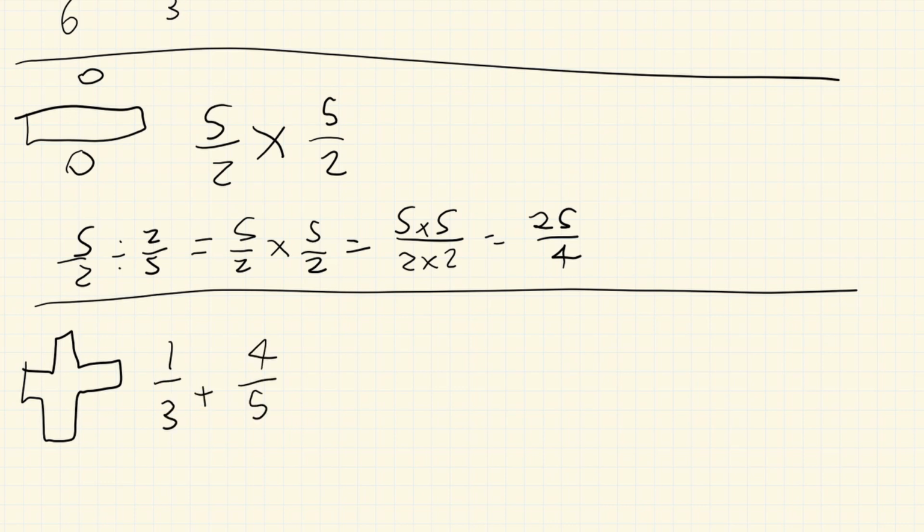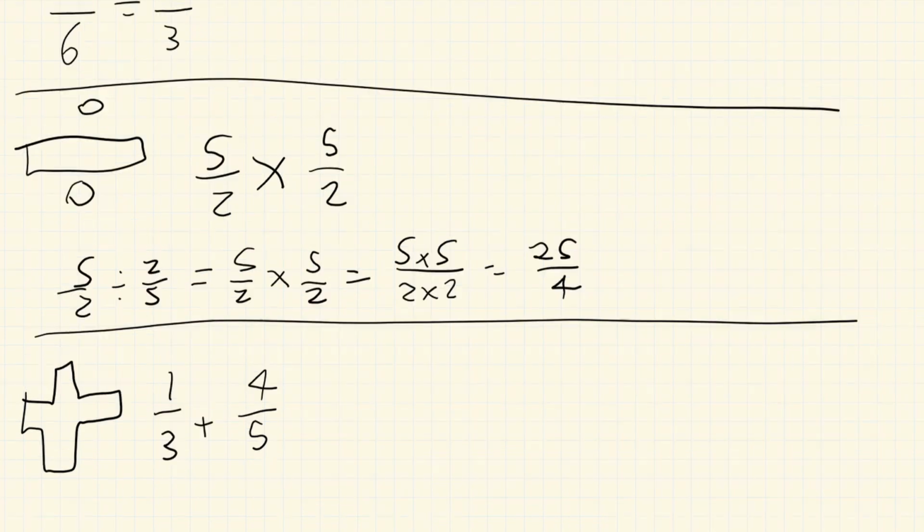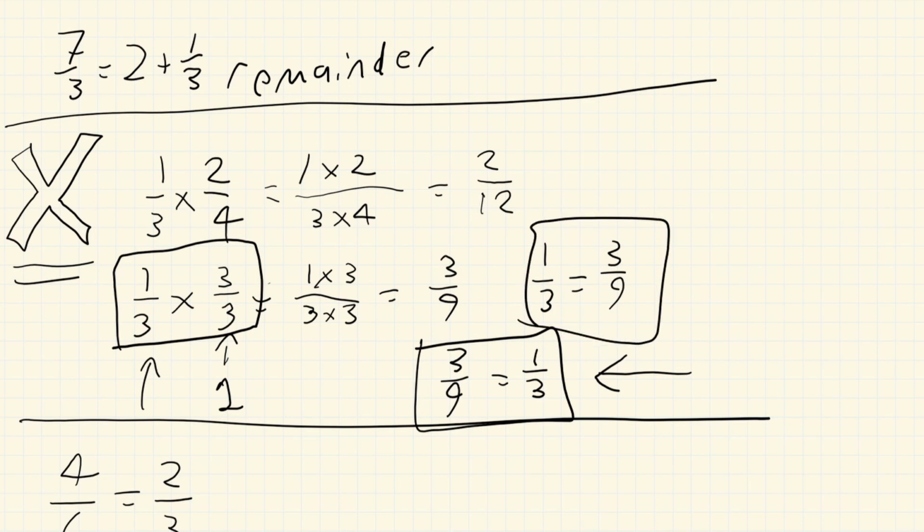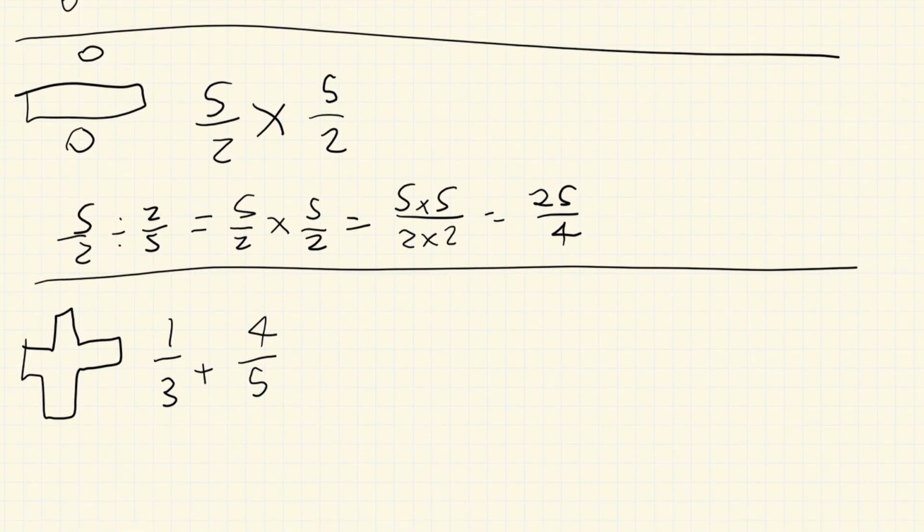So here I've got 1 divided by 3 and 4 divided by 5. Well, if you remember in the multiplication bit, we showed that as long as you multiply the top and bottom by the same number, or divide them by the same number, the answer will be the same fraction, just written differently. So how we got 1 divided by 3 is the same as 3 divided by 9. So we can use that, as well as if the bottom numbers were the same, we could add these two. So we need the same bottom numbers.